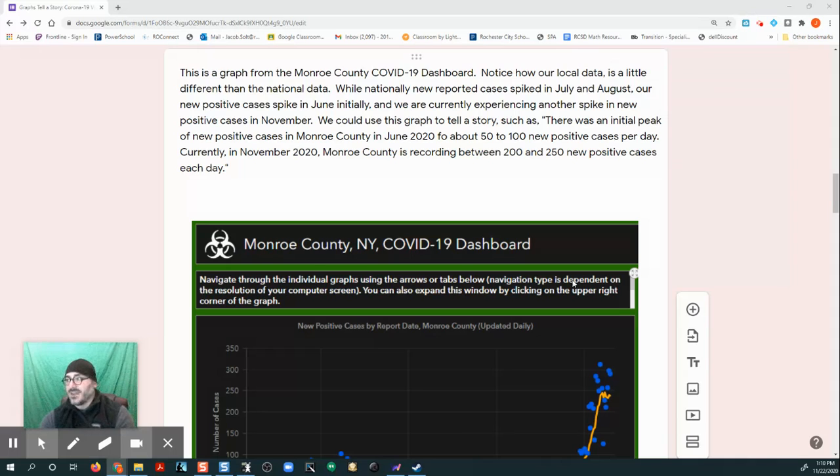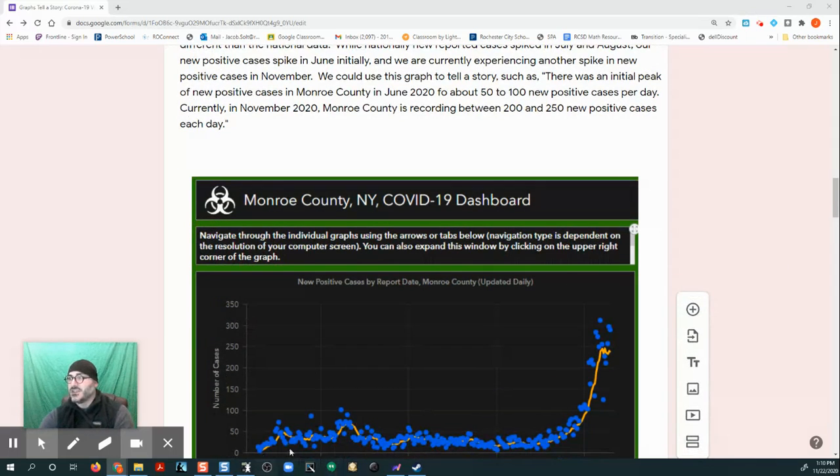We could use a graph like this. We could say, all right, there was an initial peak of new positive cases in Monroe County in June 2020 of about, say, between 50 and 100 new positive cases per day. And then currently in November 2020, Monroe County is recording between 200 and 250 new positive cases per day.